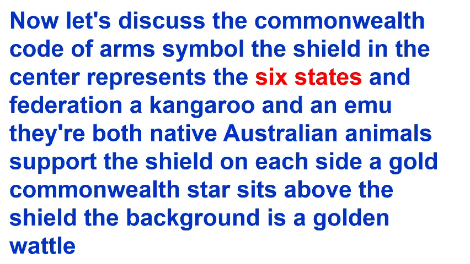Now let's discuss the Commonwealth Coat of Arms symbol. The shield in the center represents the 6 states and federation. A kangaroo and an emu are both native Australian animals that support the shield. On top, a gold Commonwealth star sits above the shield. The background is a golden wattle.